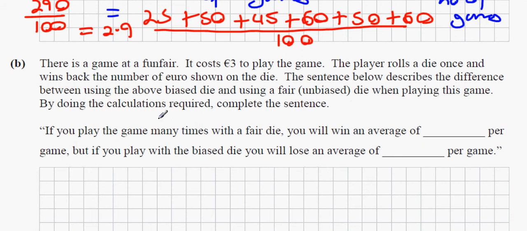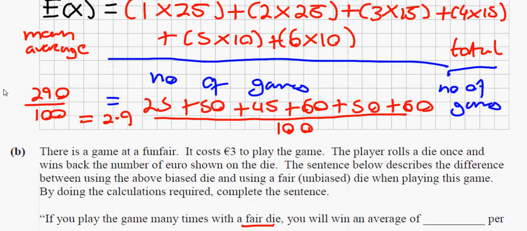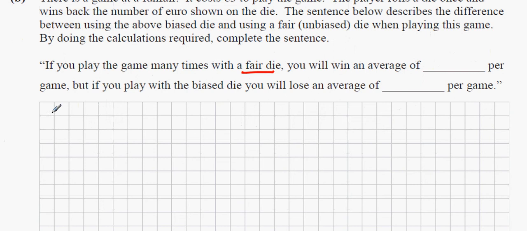If you play the game many times with a fair die, you will win an average of something per game. But if you play the biased die, you will lose an average of something per game. Okay, so what we have to remember is if we have the fair die, what happens is we got to get the expected value of the fair die.